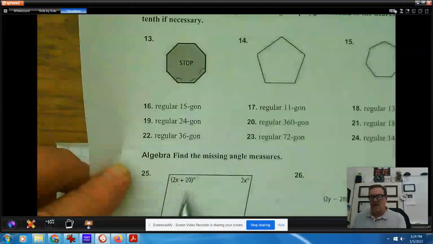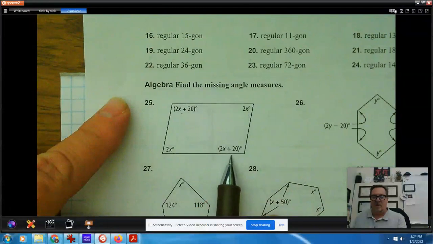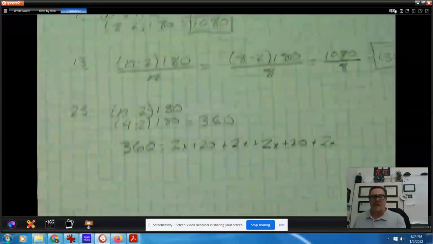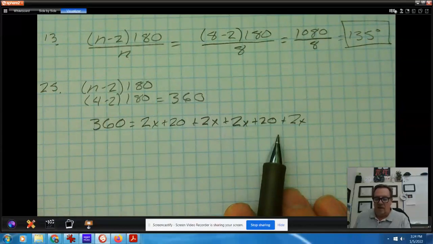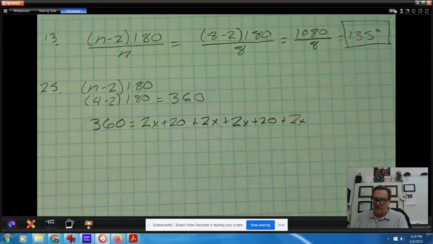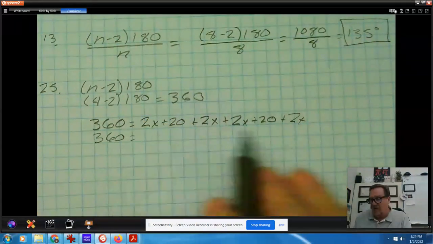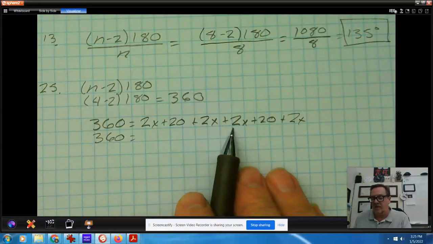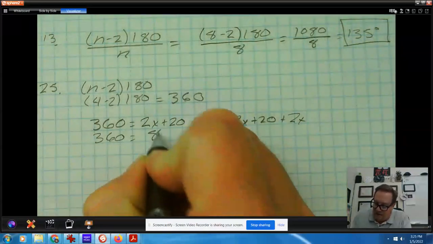So what I did is I said, okay, if I added this one, plus this one, plus this one, plus this one, I'd get 360, the total, when I add them together. All right? So I've written this out. Now we can simplify this. 360 is what you get. Let's collect our like terms. 2x plus 2x is 4x, plus another 2x is 6x, plus another 2x, that's 8x's.